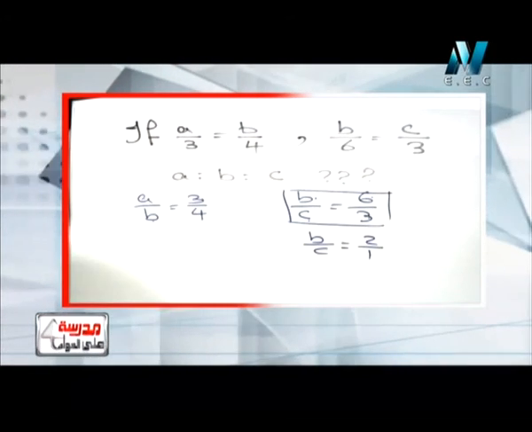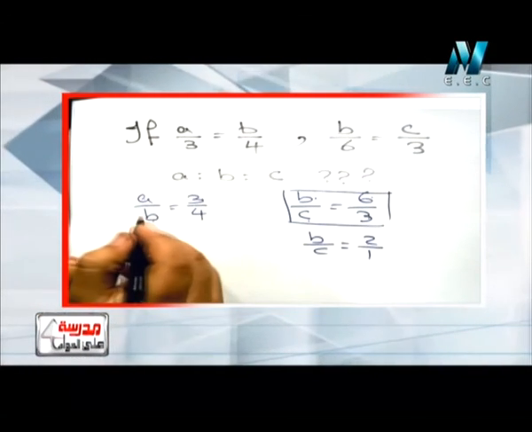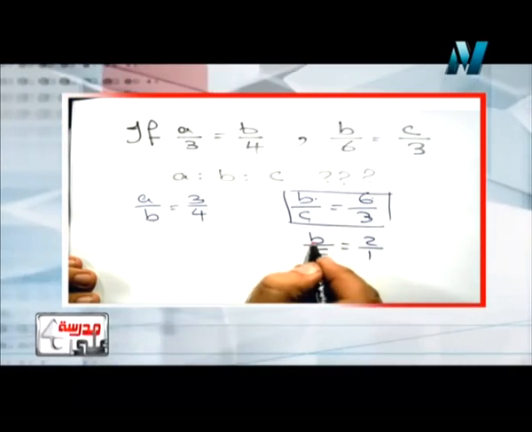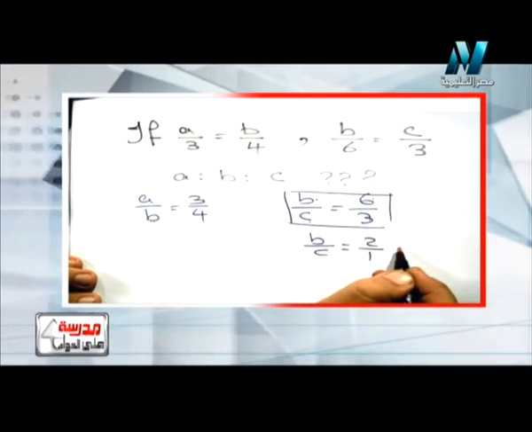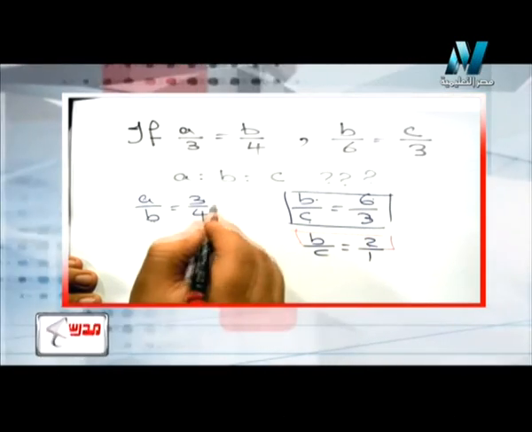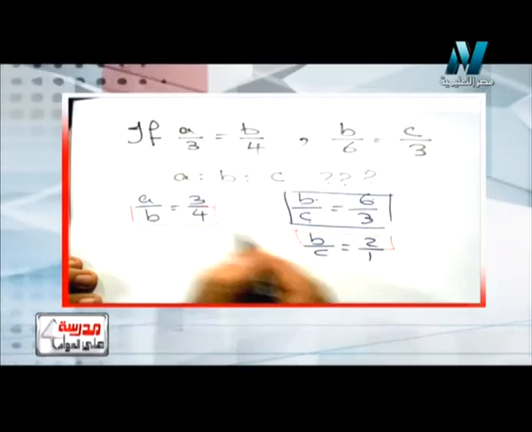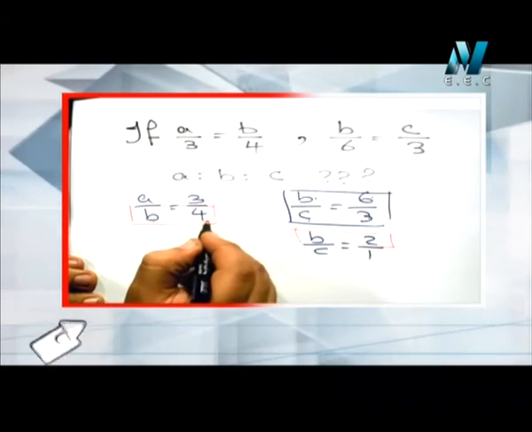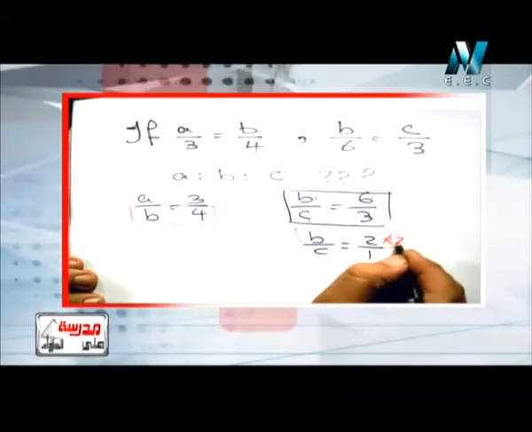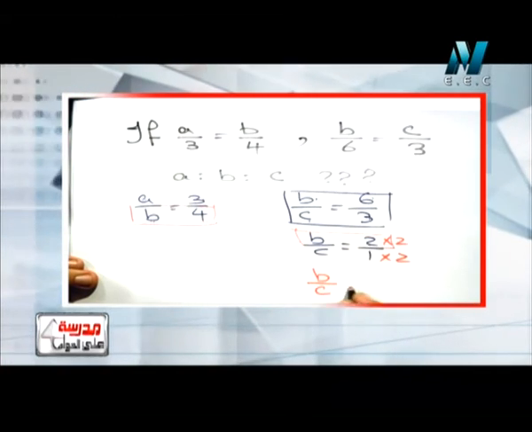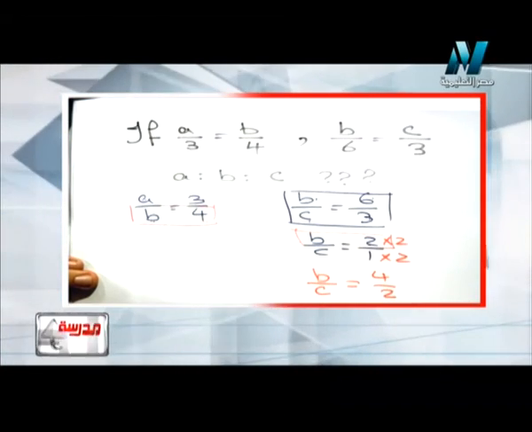Now, the main thing that I'm going to do here, that B here is 4 times a factor, and B here it's 2 times another factor. But I want to write these two values, I have to make them the same. So B here equals 4, so I'm going to multiply here by 2, multiply here by 2 to write this proportion another way. So B over C equals 4 over 2.